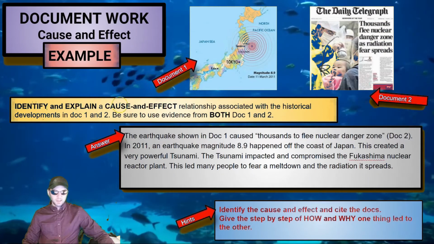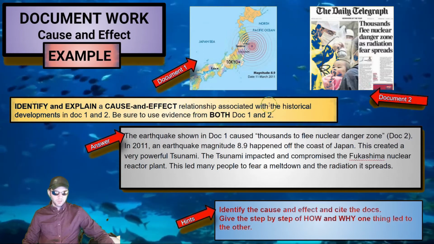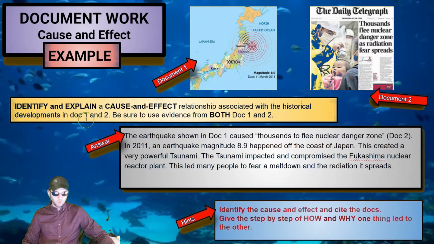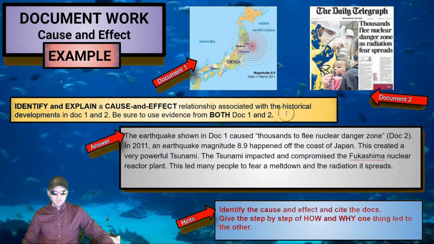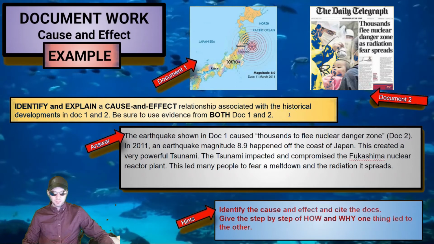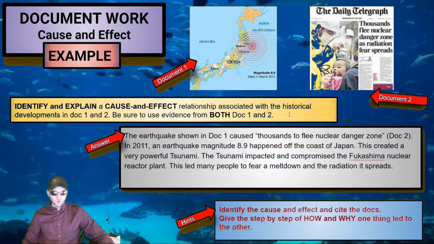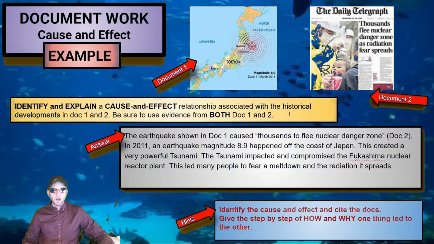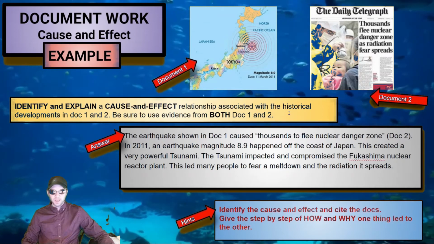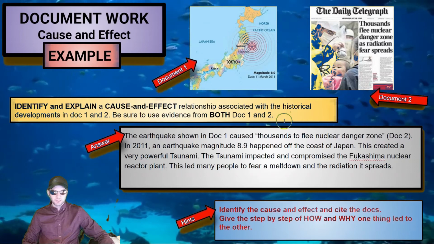Identify and explain a cause and effect relationship associated with the historical developments in Doc 1 and 2. Be sure to use evidence from both documents 1 and 2. So I am looking to clearly state what caused what. Then I am going to explain how, or why, one thing would have caused the other, and I am going to use information from both documents.